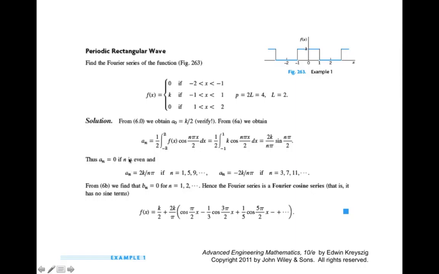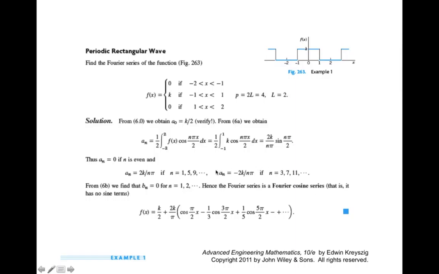Now, I think I said that wrong. So a sub n is the coefficient of the cosine function. So now, if n is even, notice that a sub n vanishes, and if n is odd, it does not vanish. So you end up with only non-zero values for n equals 1, 5, 9, and so on. You get 2k over n pi. You get minus 2k over n pi for 3, 7, 11, and so on. So this is fairly common to have these kind of patterns.